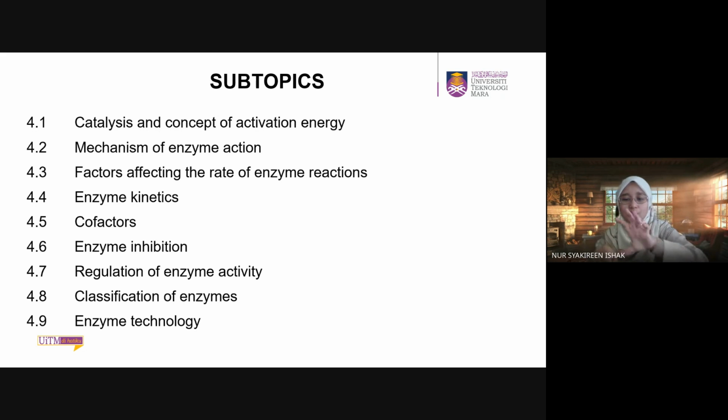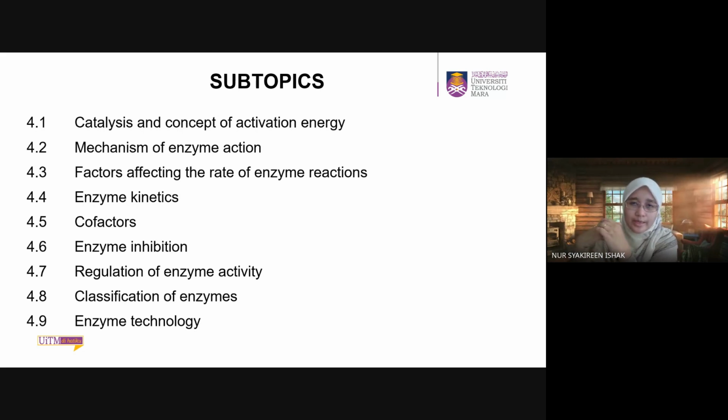In the allosteric site, it causes the enzyme to change shape. So therefore, the substrate cannot enter, no reaction can occur. So that is enzyme inhibition. Okay, part of it. And then 4.7, regulation of enzyme activity.